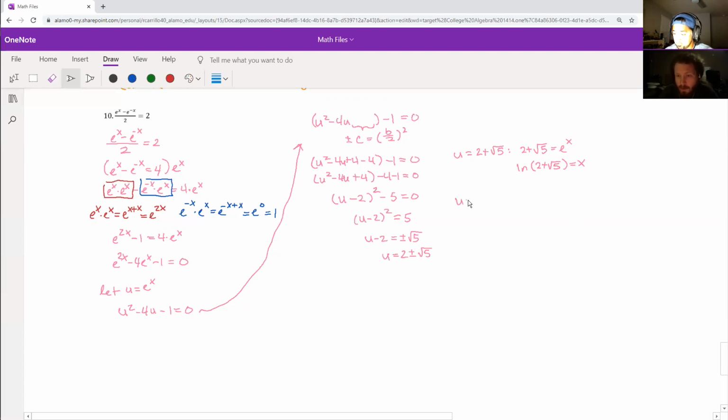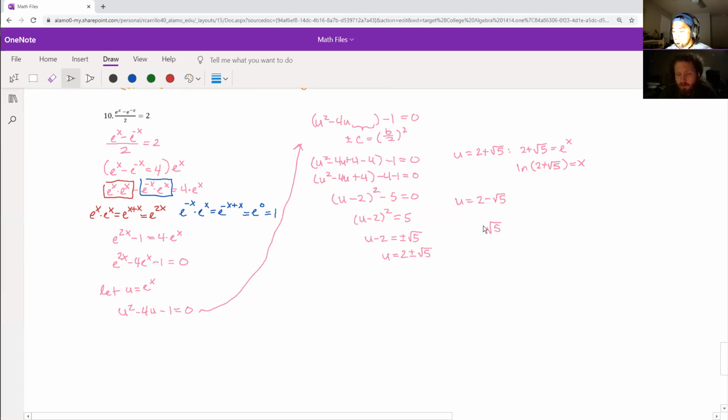Now we'll go down here to u equals 2 minus the square root of 5. Now, just in case this isn't obvious, let me show you something here, right? If I have the square root of 5, right?